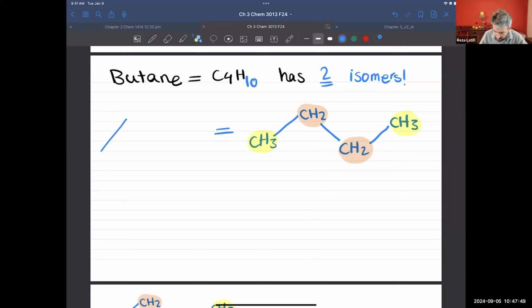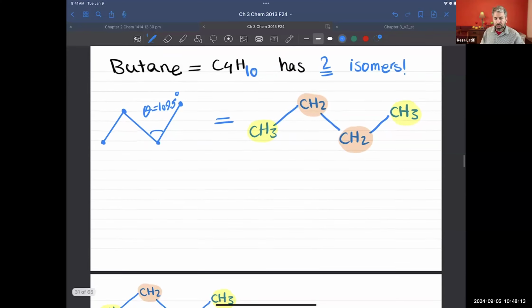I go zigzag, and each corner represents 1 carbon. So totally I have 4 carbons. Why zigzag? Because I'm trying to keep the bond angle somewhere around 109.5, because it's tetrahedral. Now, if I remove 1 hydrogen from the terminal carbons, then I get this.